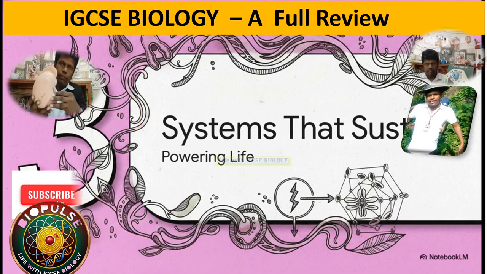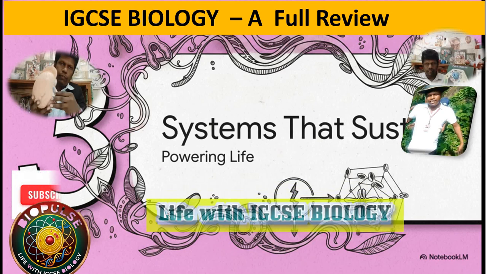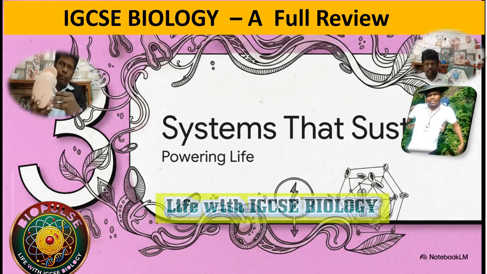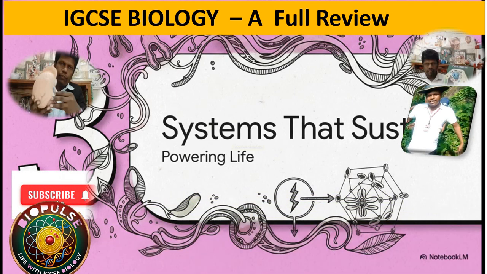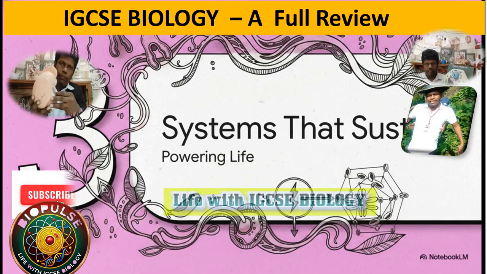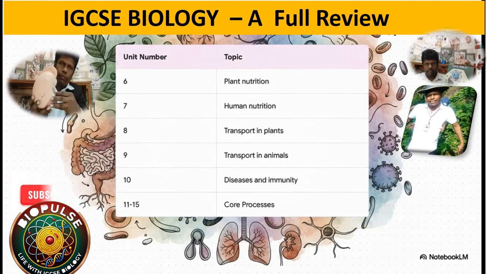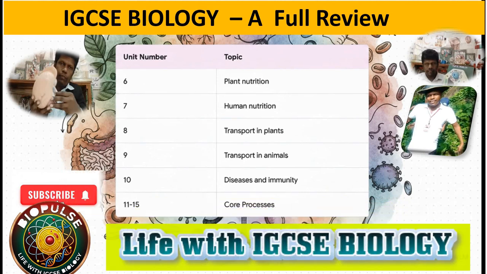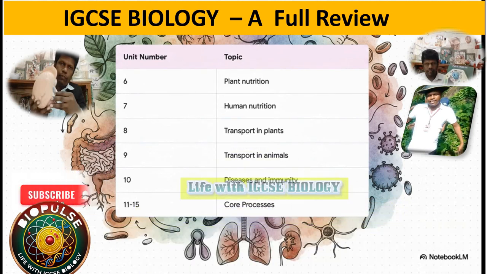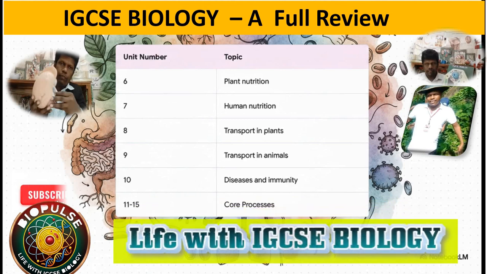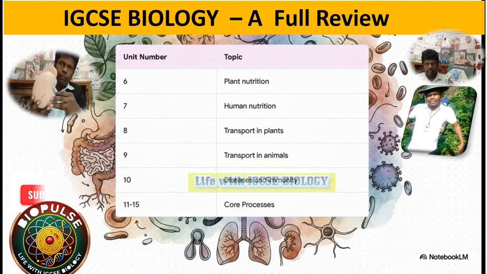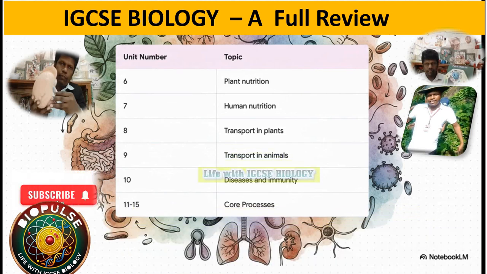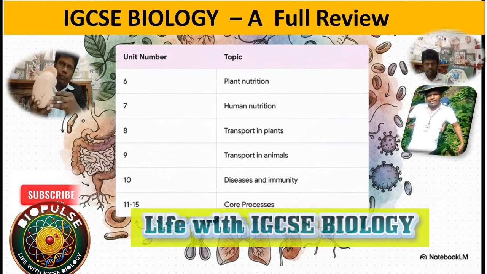Okay, so once we've got those building blocks down, we move on to the systems that actually sustain life. With that solid foundation in place, we can now start exploring the bigger picture, the engines that power organisms, and let them get all the energy and stuff they need to survive. Now, this is the biggest section on our map, and honestly, it's just fascinating. You're going to explore everything from how a plant gets its food to what you should be putting on your dinner plate. We'll cover transport systems in plants and animals, how our bodies fight off disease, and all the core processes like breathing and responding to the world that just keep us going.